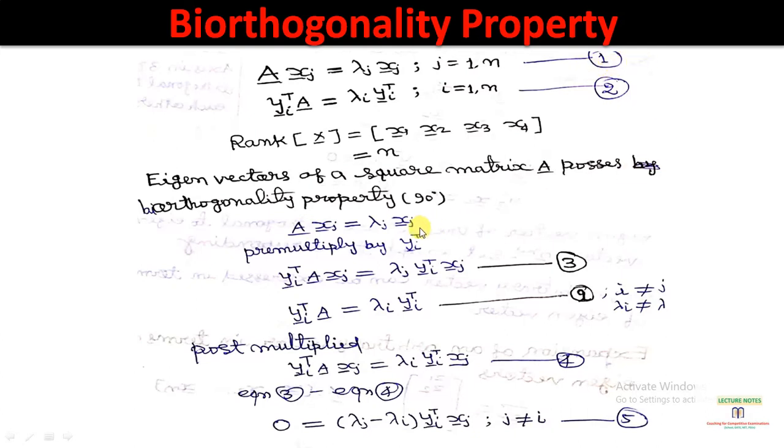This first equation we are writing here, and we pre-multiply this equation by yi transpose. So we multiply by yi transpose A xj as it is, equals, this is the constant, so it can come out, and yi transpose xj vector. Now we are writing the second equation. Now we will post-multiply equation second, so we will get this equation.